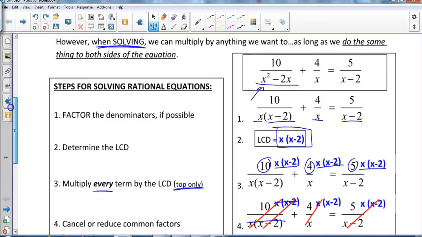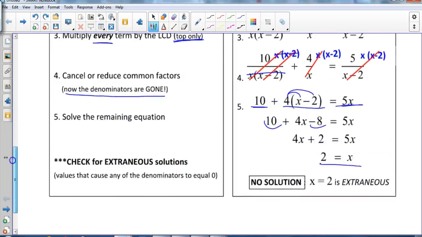So if we plug in a 2 right here, we get 2 squared is 4, minus 2 times 2, 4, which is 0. We cannot have a 0 in the denominator. If we plug a 2 in here, we get 2 minus 2. We get 0 as a denominator. No go. Can't do it, therefore it's extraneous.